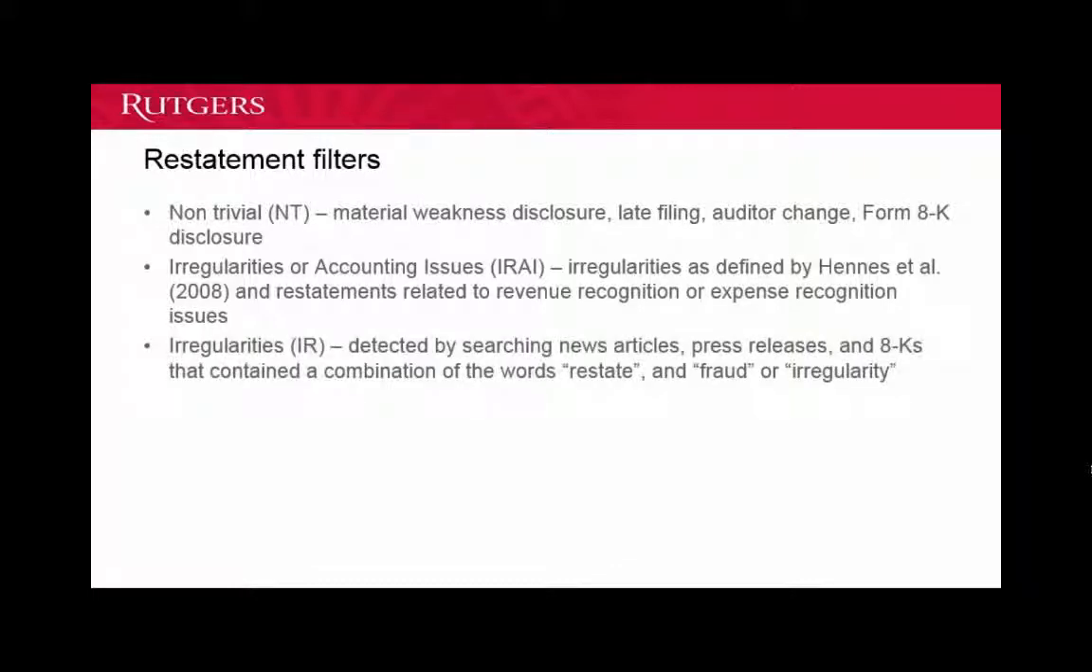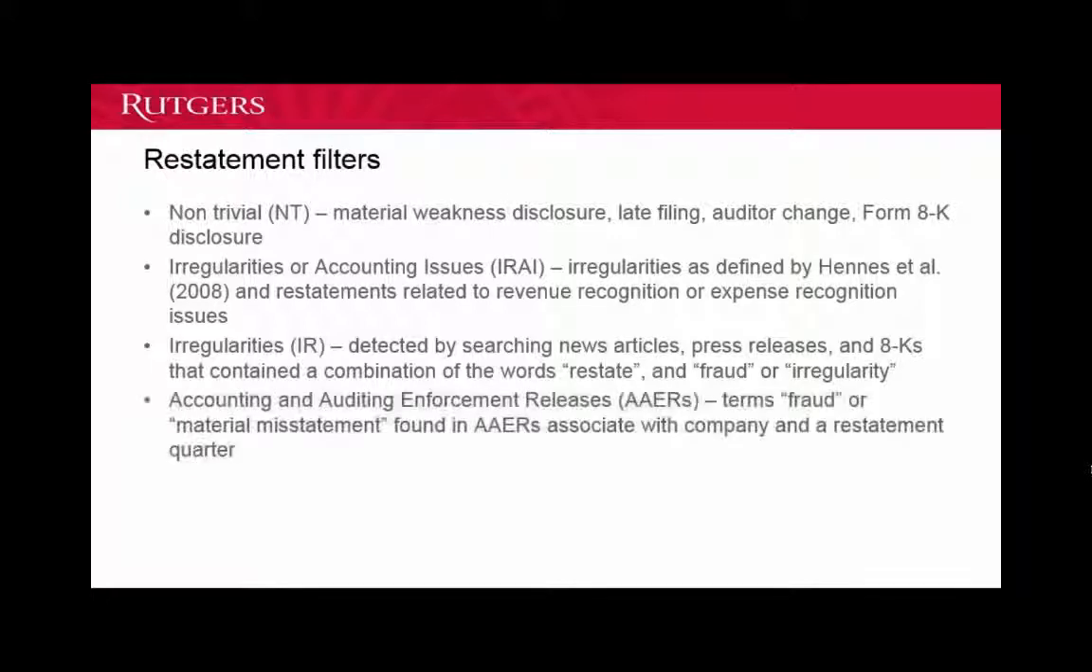They had another filter just called irregularities. And this one, they went to news articles and press releases, and they looked for the word restate to filter through those articles. And then they also looked for, within those articles, fraud or irregularity. And then they looked through AAERs, and they searched for the term fraud or material misstatement for the companies they were interested in, and looked for a restatement quarter in the AAERs.